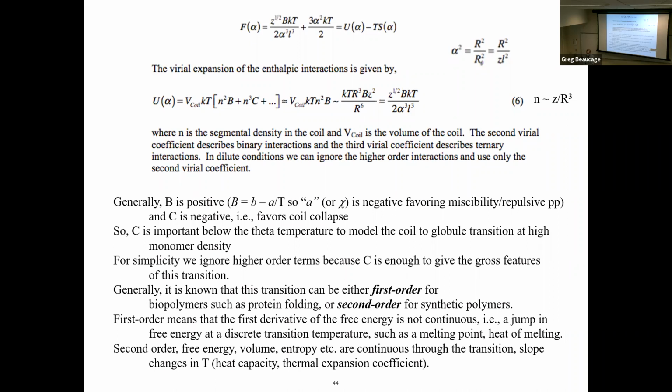Nobody knows anything about C. Like there's no chi expression for C. It's just some number, right? So he's just saying it's negative. So it favors coil collapse. So the three-body interaction term favors collapse. This one favors miscibility. They're competing with each other, right? So you're going to get a balance between those during the coil collapse.